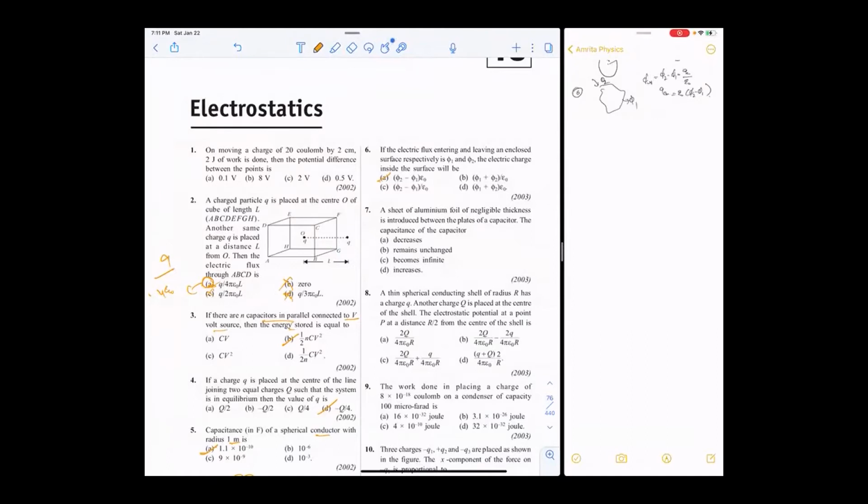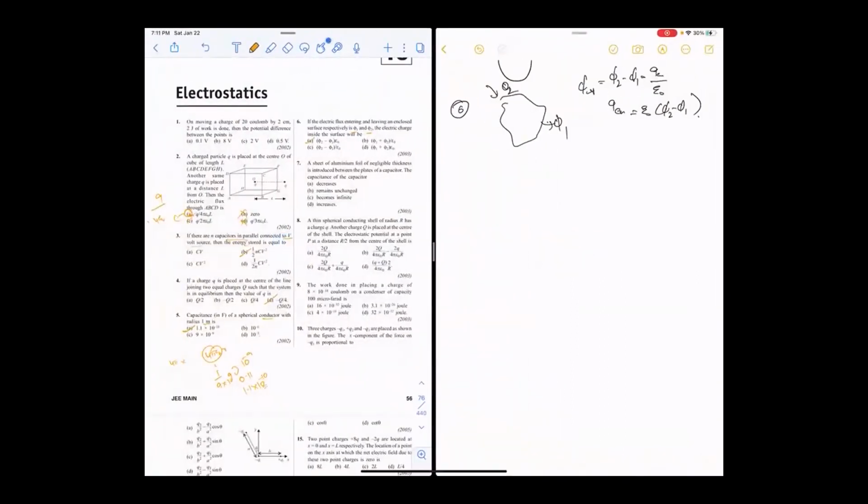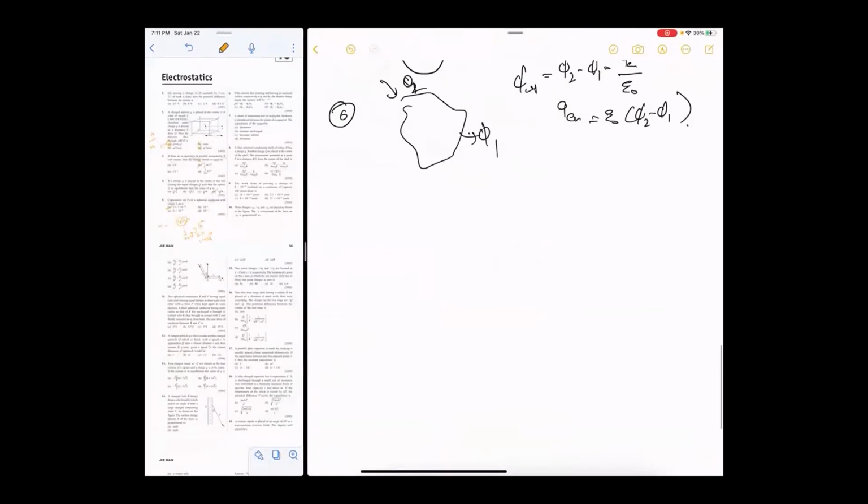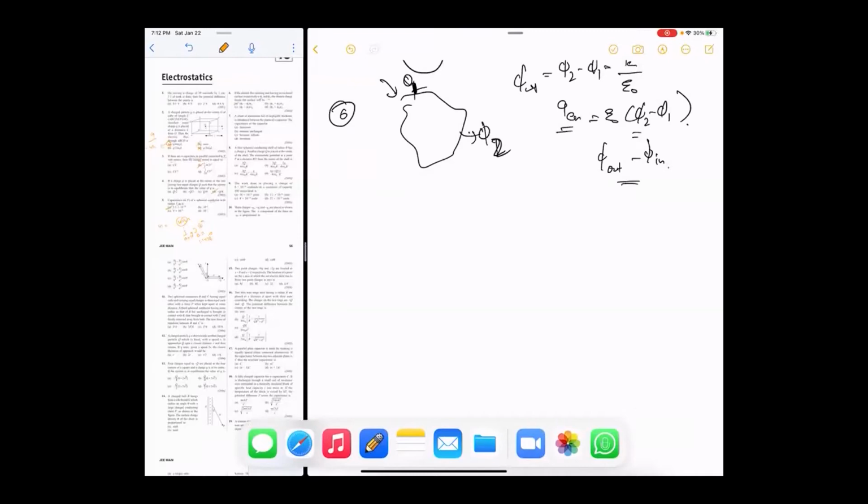Regarding entering and leaving, entering is phi 1, exiting is phi 2. Okay. So entering is phi 1. That means the negative charge Q1 will be more. It should be phi 2 minus phi 1 only. When the net flux going outside is more, the charge will be positive, right? So we have to find phi 2 minus phi 1 only, not phi 1 minus phi 2. So outside, phi out minus phi in. This is how you should remember: phi out minus phi in. For the sixth question, if you write it reversed, it will give negative charge.